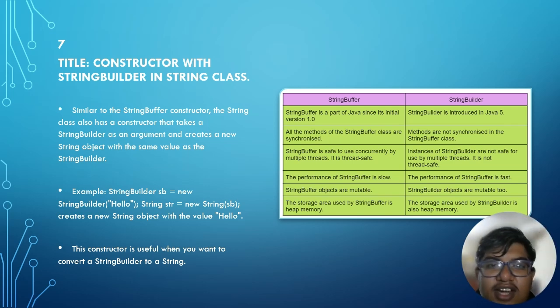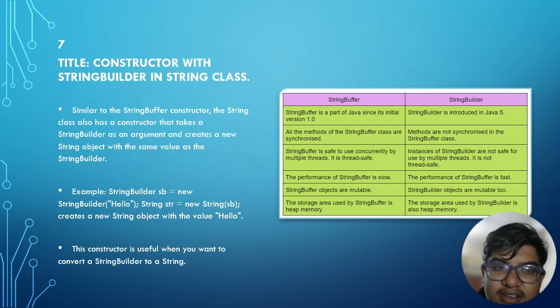Here you can see you use the string builder class again, SB, same, and you use hello and you can again convert that into a string. So here you are converting a string builder into a string. So let's see the next one.